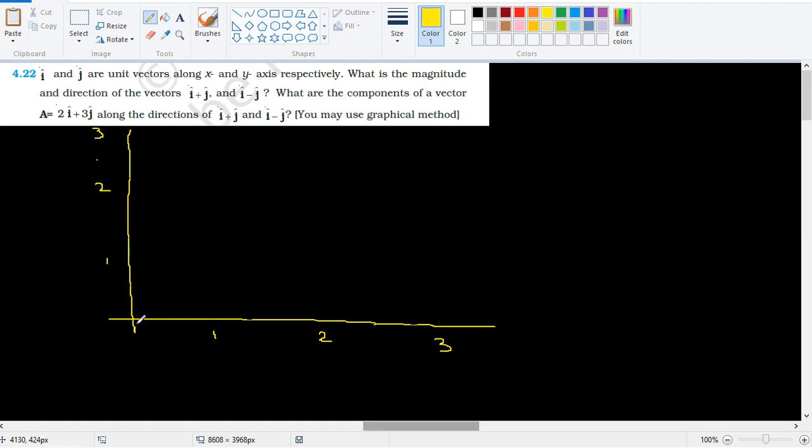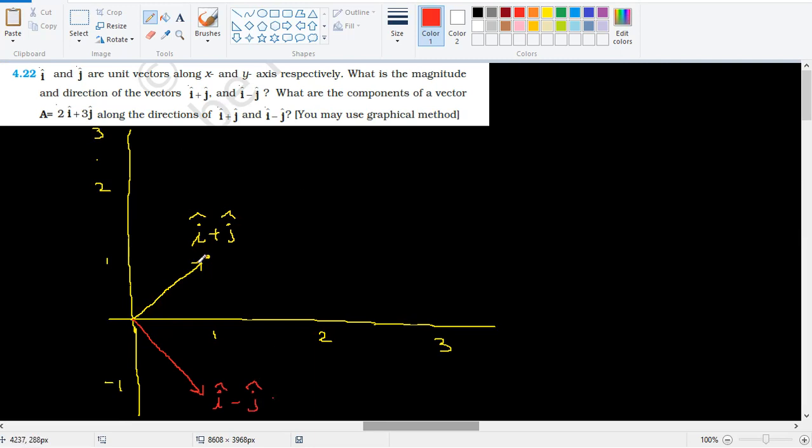So i plus j means i plus j, so that means it's here. So magnitude and direction of the vector, so that means this is one vector. I'm going to call it the i plus j vector, 1i plus 1j. Then 1i minus j, so minus j means it will be going in the opposite direction, minus 1. I can show it in a different color. So it's going to be like this. So this is going to be i minus j.